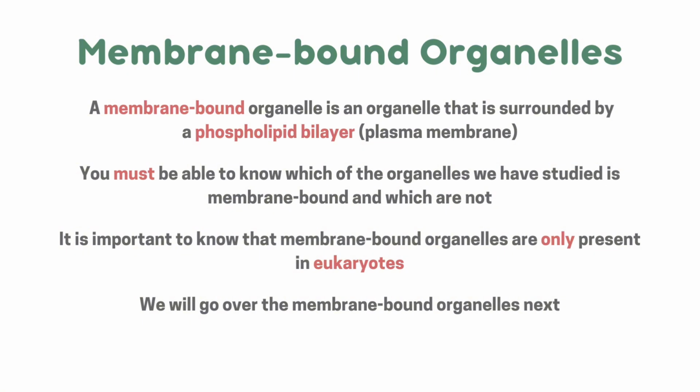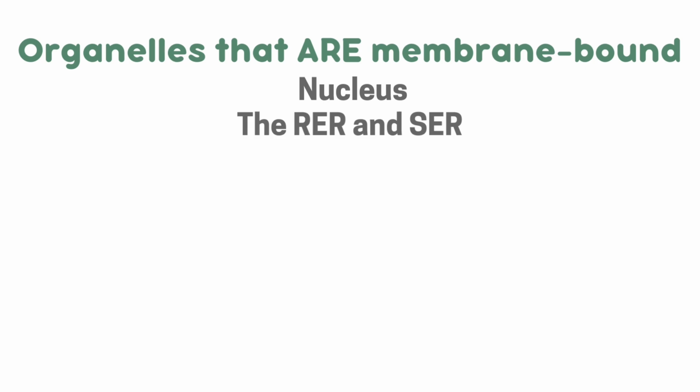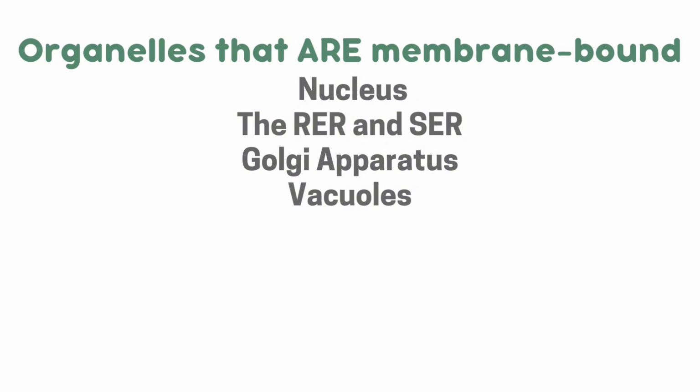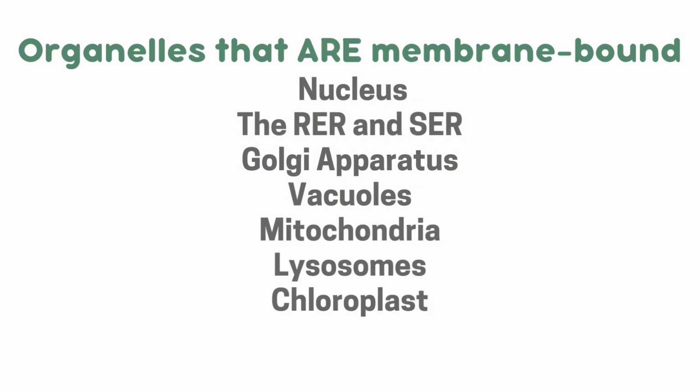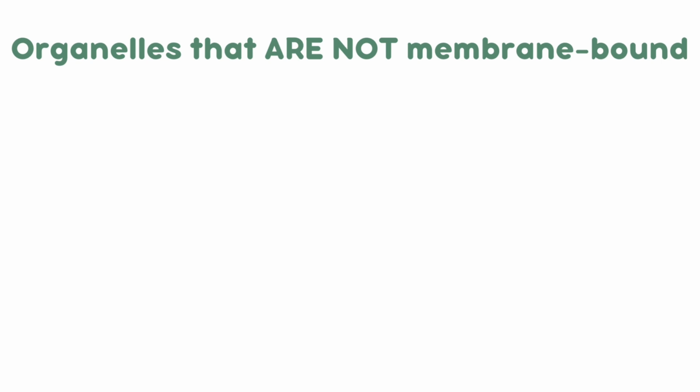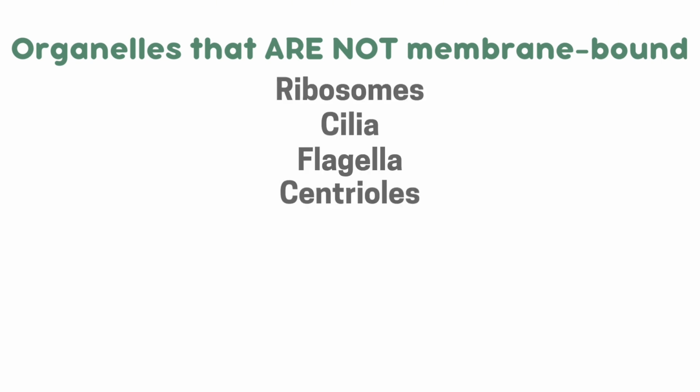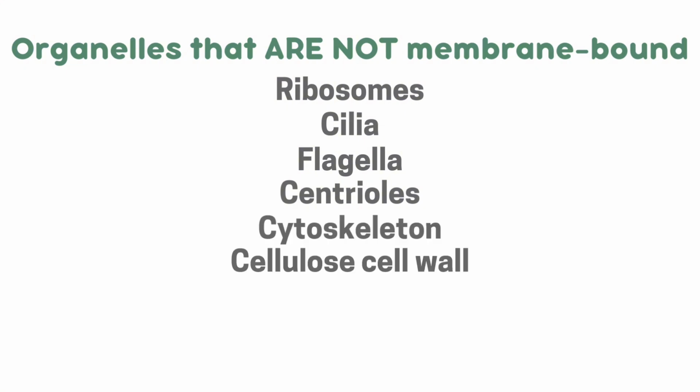membrane-bound organelles next. Here are the organelles that are membrane-bound: the nucleus, the rough endoplasmic reticulum and the smooth endoplasmic reticulum, the Golgi apparatus, the vacuoles, this includes vesicles, the mitochondria, the lysosomes, and the chloroplast. The organelles that are not membrane bound include ribosomes, cilia, flagella, centrioles, the cytoskeleton, and the cellulose cell wall.